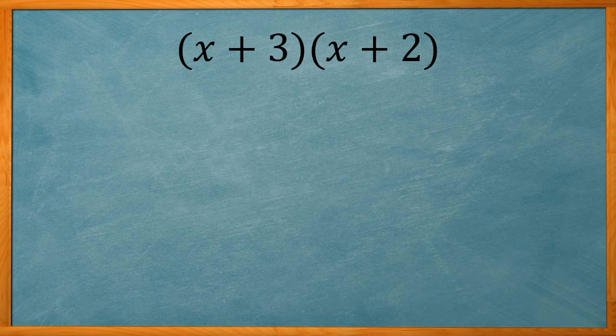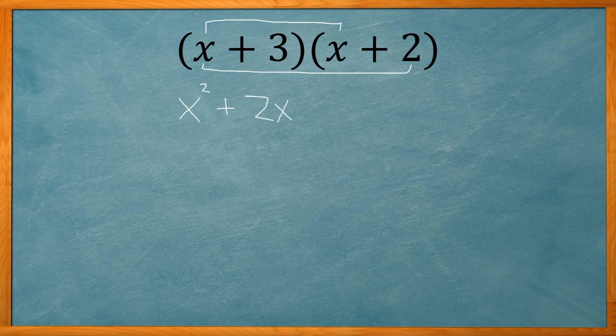So let's multiply these two binomials together, x plus 3 times x plus 2. So remember, you want to multiply the first ones together. x times x is x squared. Then we multiply the x times the 2. That'll give us 2x. We multiply the 3 times the x to give us 3x. And the 3 times the 2 to give us 6.